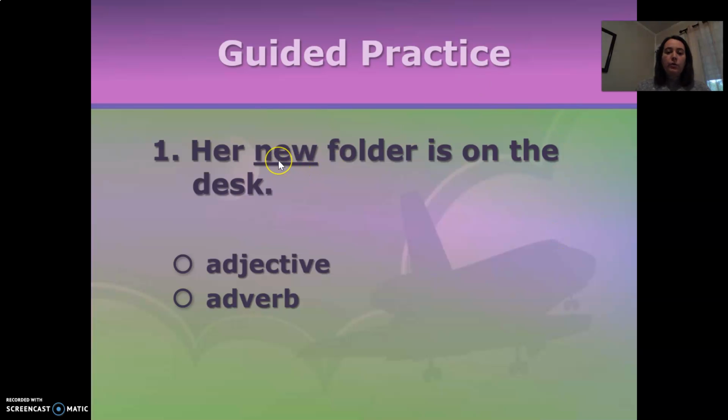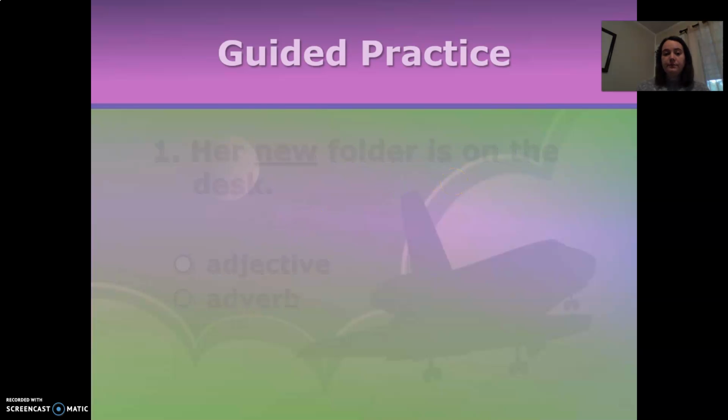Well, we look at the word new, and we want to see what word is new describing. Well, new describes folder. Tells us what kind of folder. Well, is folder a noun or a verb? Folder's a noun, it's a thing. And words that describe nouns are called adjectives. So new is an adjective.